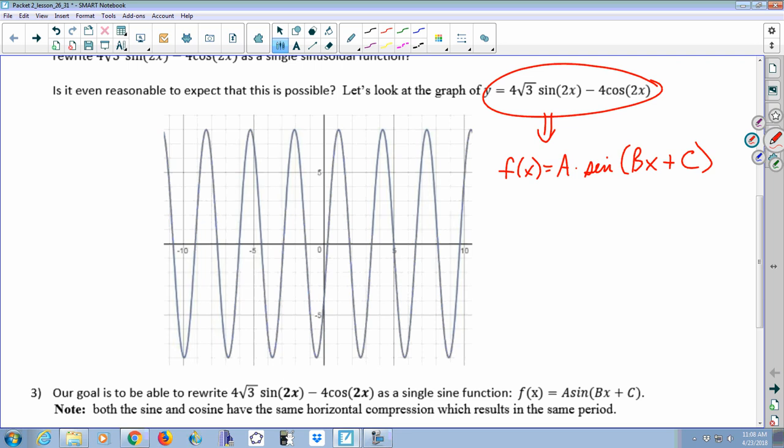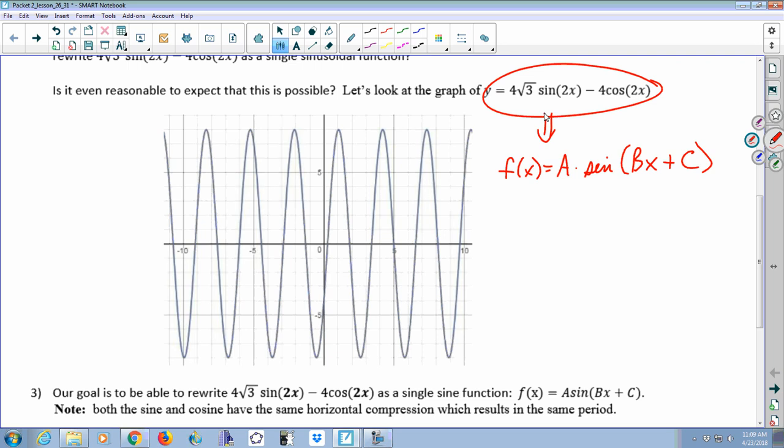A lot of these numbers should look very familiar to you. At one point you had a plus d out there for your midline. This number b has to do with our period: if we know our period, we can find b, because 2 pi divided by the period gives us b. A is just our amplitude, and c is a phase shift, or horizontal shift, of our function. The good news is we know one of these values right now, just from looking at this.